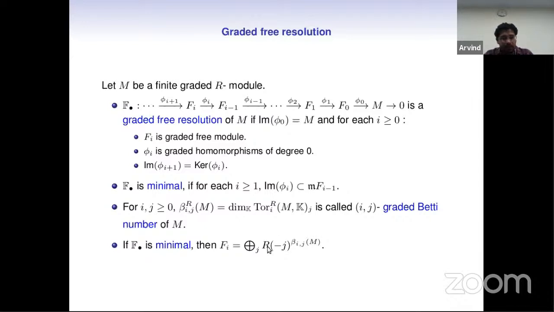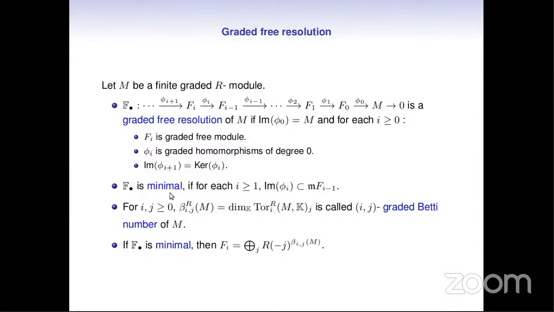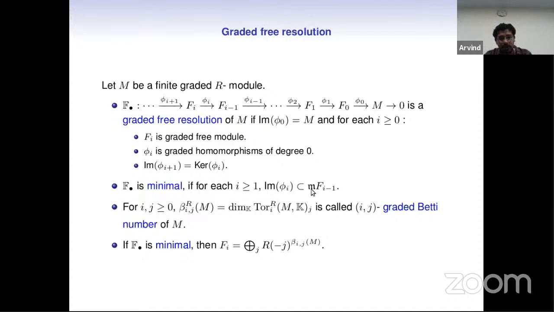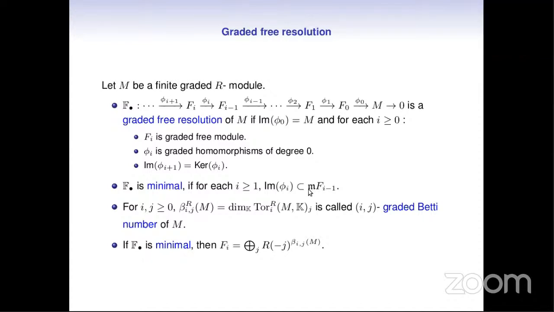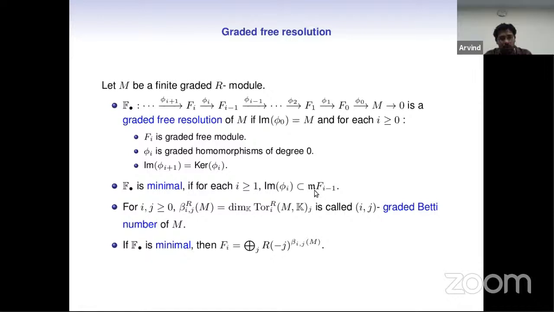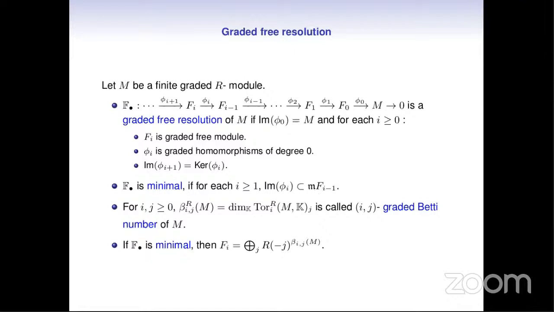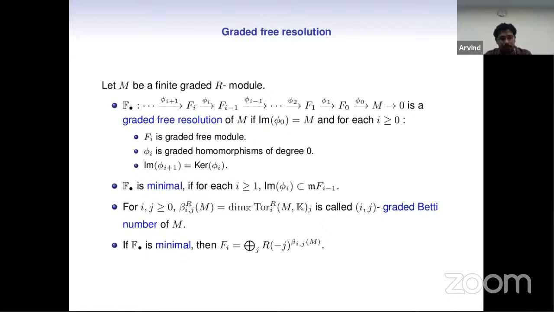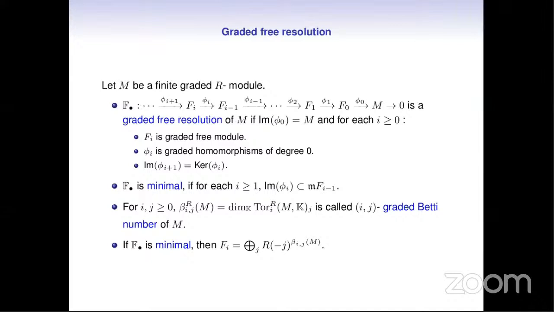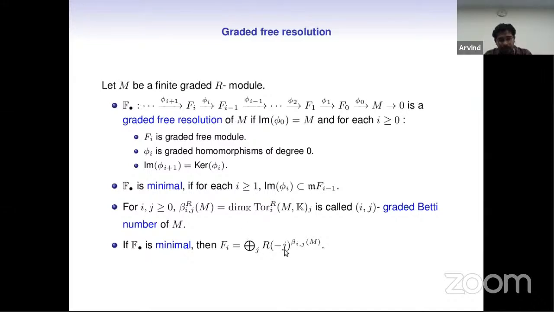graded free. Yes? Arvind, there is a question in the chat box. What is M? M is a finite graded R-module. What is small m? You have capital M. Okay, so small m is the maximal homogeneous ideal. It is generated by x1 up to xn, so it's the maximal homogeneous ideal of R. R(-j) is a graded free R-module of rank 1 generated in degree j.